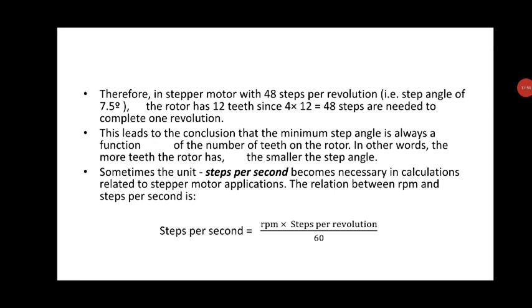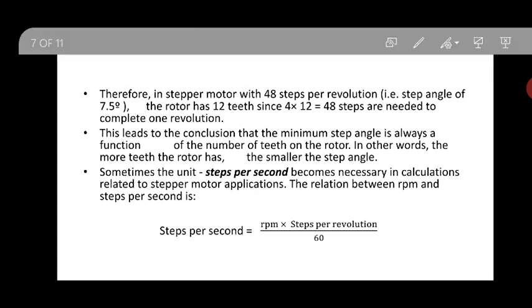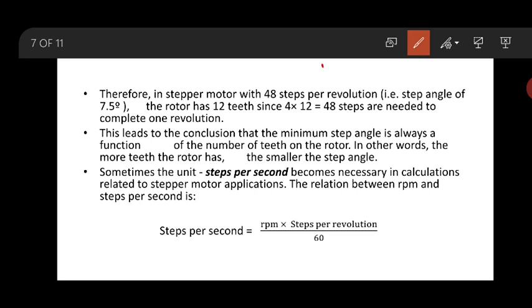Now in order to calculate the step angle, as we know, in a stepper motor we get 48 steps per revolution. Each step angle for a tooth is 7.5 degrees, meaning like this. If I take a tooth like this, this tooth angle will be 7.5 degrees.